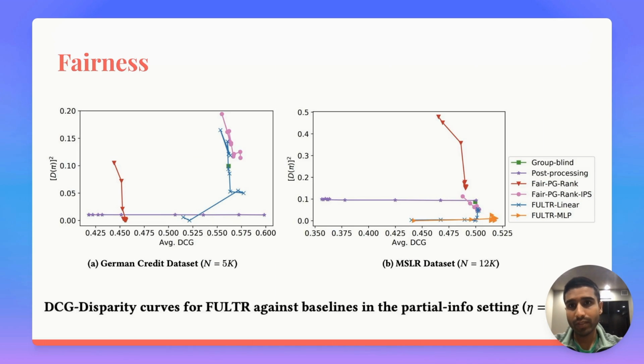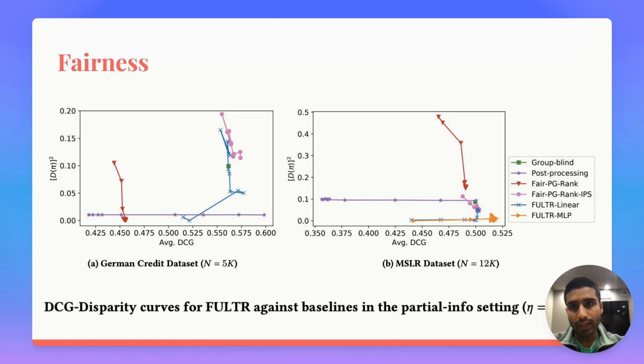Next, we investigate FULTR's ability to enforce merit-based fairness of exposure. Here, we compare with a few methods as baselines. One of them is a group blind method, where we have FULTR without any fairness constraints, and we assert fairness through unawareness. We have fair PG-Rank IPS, which is the fair version of PG-Rank with naive IPS, and then another method for equity of attention.